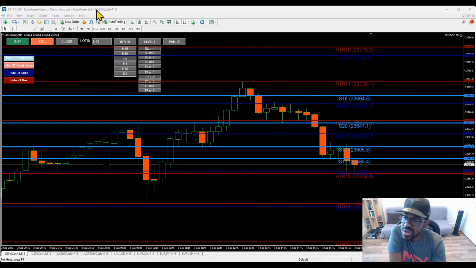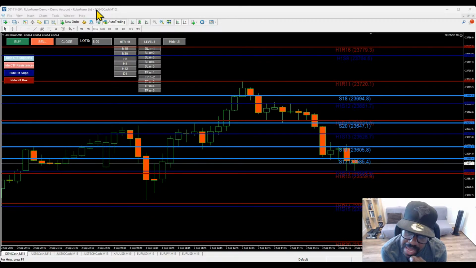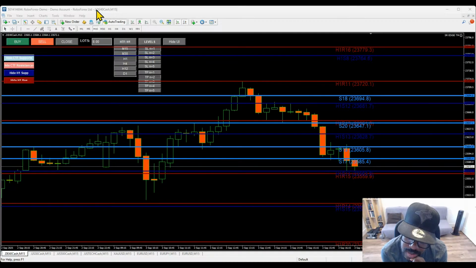Yes, you're only going to be seeing it on MT4, like I said, but when the MT5 version is done, I will share it with you. All right, but for now, it's only on MT4.